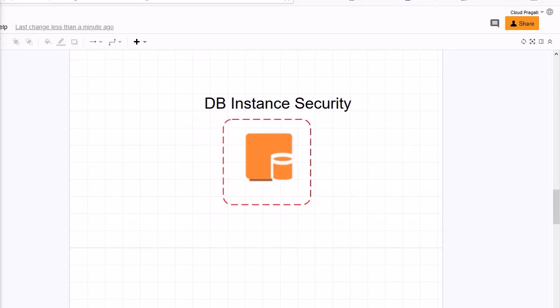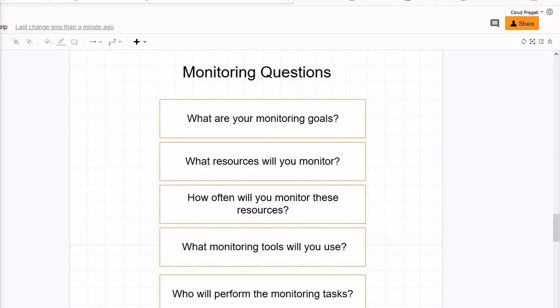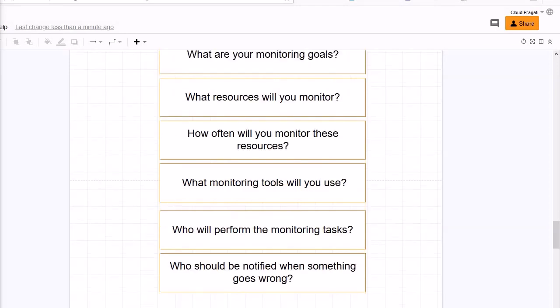Now moving further, let's discuss monitoring of DB instances. Monitoring is an important part of maintaining the reliability, availability, and performance of Amazon RDS. Here I would like to give you some tips regarding monitoring, and these tips are not related only to RDS. They are applicable to any of the resources of AWS. Whenever you start monitoring, you must create a monitoring plan that includes answers to these questions: what are your monitoring goals? What resources will you monitor? How often will you monitor these resources? What monitoring tool will you use? Who will perform the monitoring tasks? And who should be notified when something goes wrong?